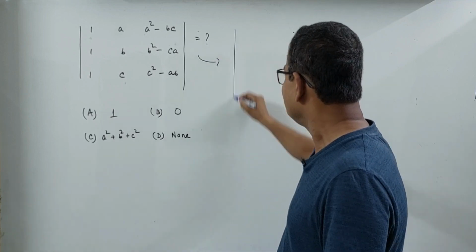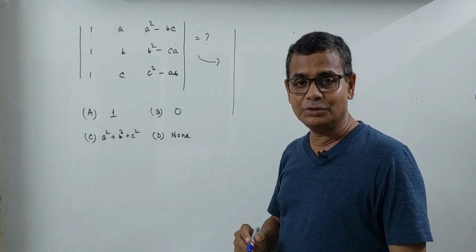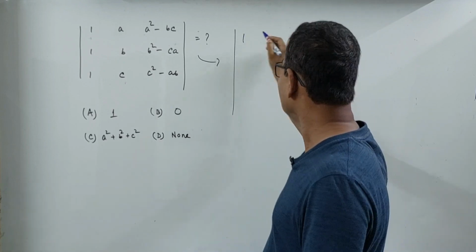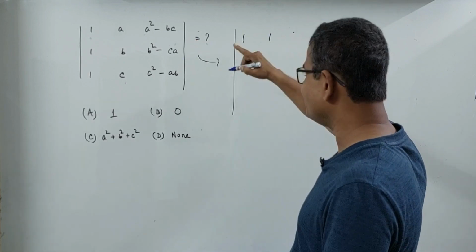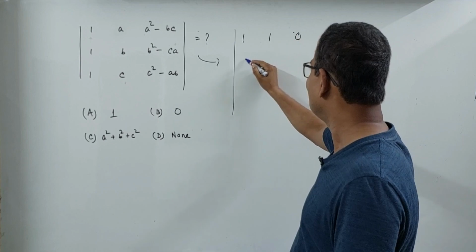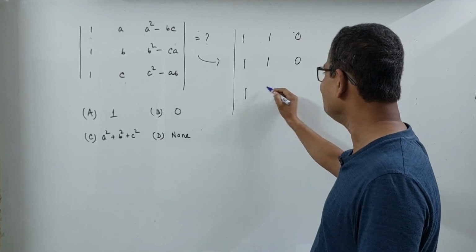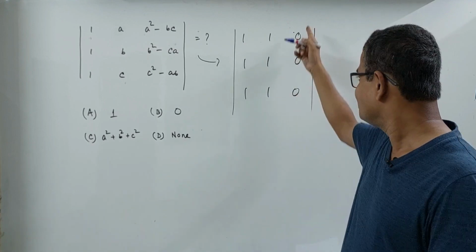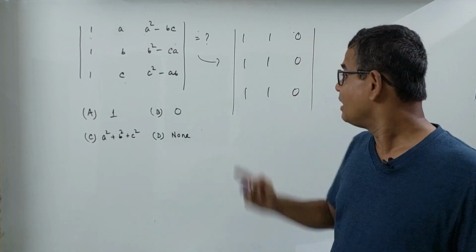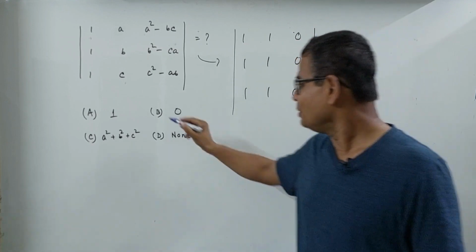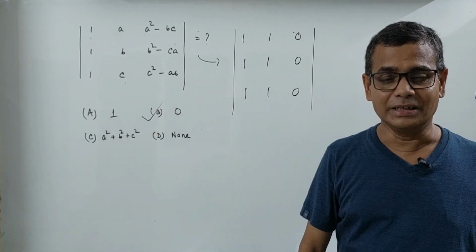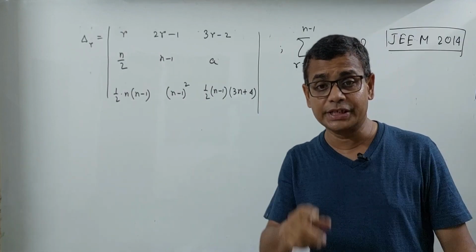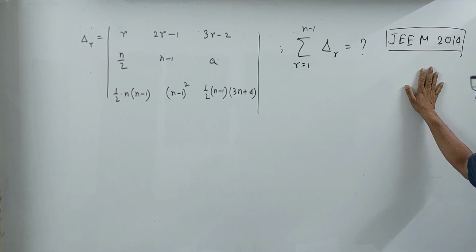Look. If a equal to b equal to c equal to 1, we get 1, 1, and 1 square minus 1 into 1, that is 0. So the rows are 1, 1, 0. 1, 1, 0. So, what is the value of the determinant? The third column, all are zeros. So, B is the right answer. An amazing sum which came in JEE Main 2014.